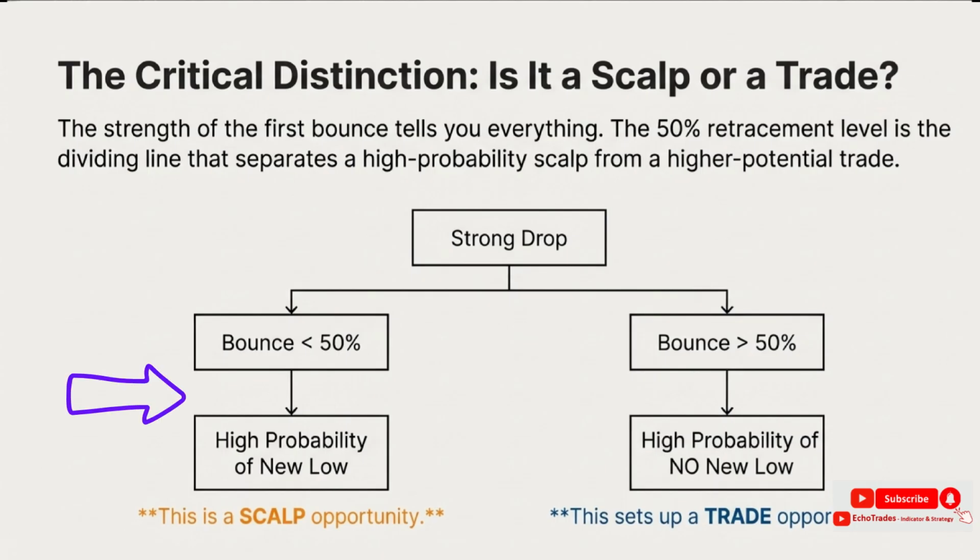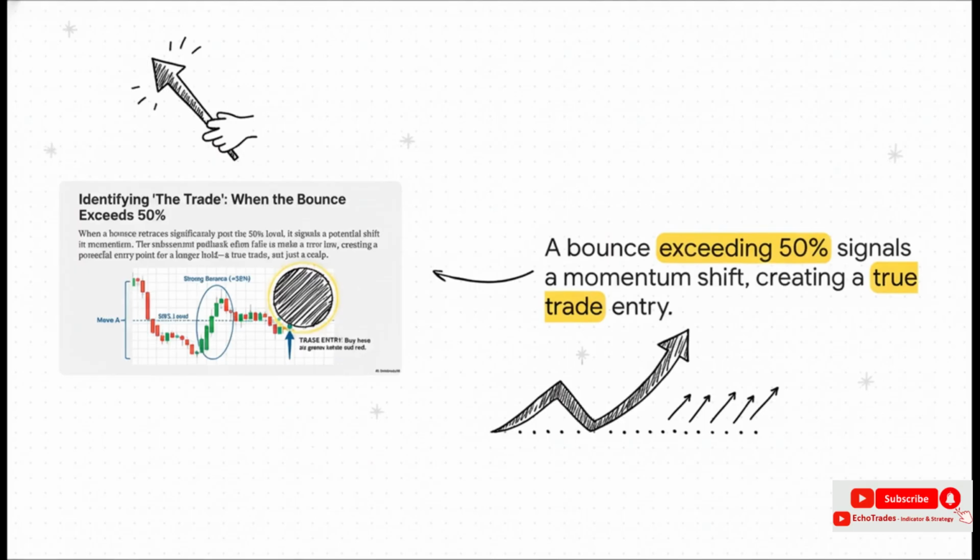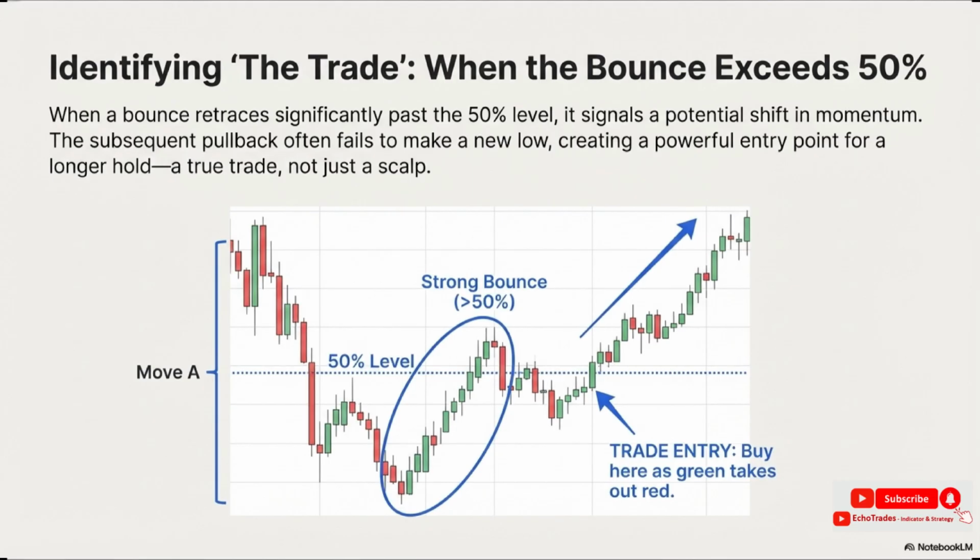If the bounce is weak, less than 50% of the drop, there's a high probability of a new low coming. That's our scalp. But if that bounce pushes past the 50% mark, the whole probability map shifts. A new low is now unlikely. And that sets up a totally different opportunity, a trade. When price blasts through that 50% level, it's like a signal flare goes off. It tells you the whole character of the trend has just changed. The sellers have lost control, and this creates a fantastic entry point for a longer hold. The strategy is now to wait for the very first pullback after that strong bounce, and you buy into that newfound strength for a potentially much larger move.